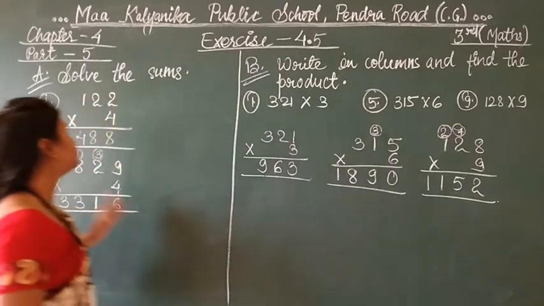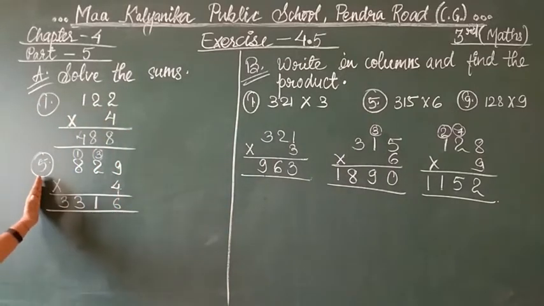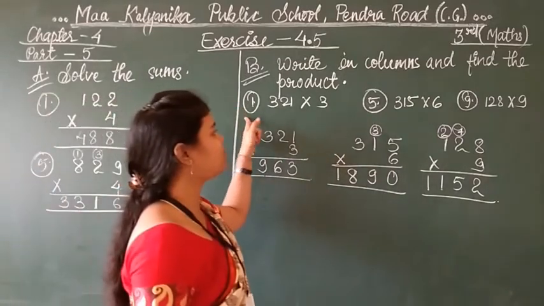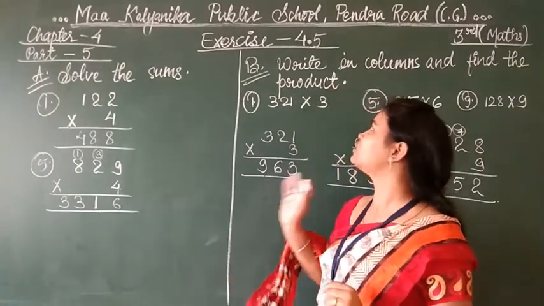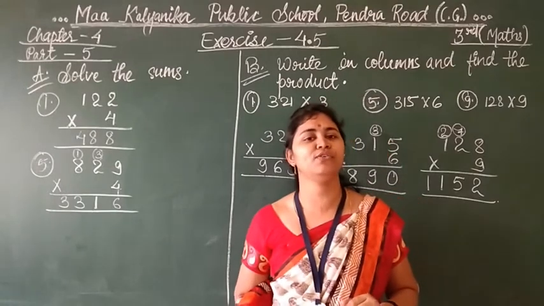So students, question number A 1 and 5 I have solved for you. Question number B 1, 5 and 9. These are the products received. So students, you can solve exercise 4.5 by watching this video.